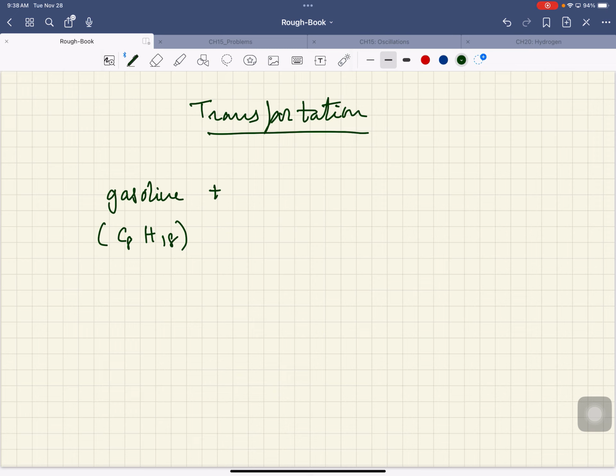We burn it. What does burning mean? Burning means combining it with oxygen. And I'm not going to balance the equation. What you get is CO2 plus water plus energy. And this energy in the form of heat, your car engine converts to the motion of the car. So that's why we do this.